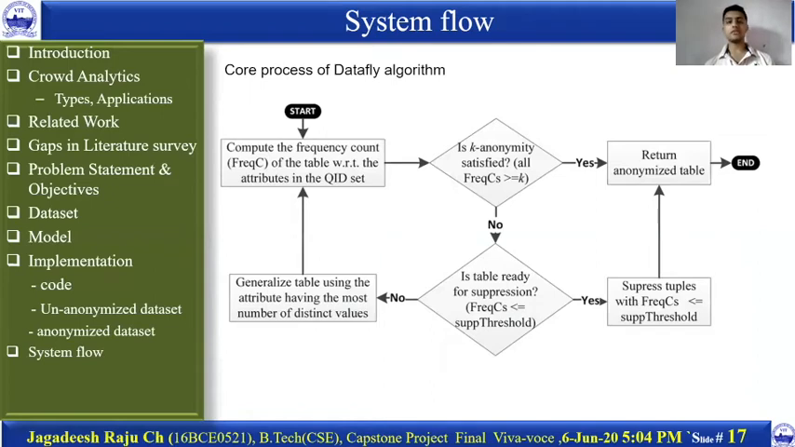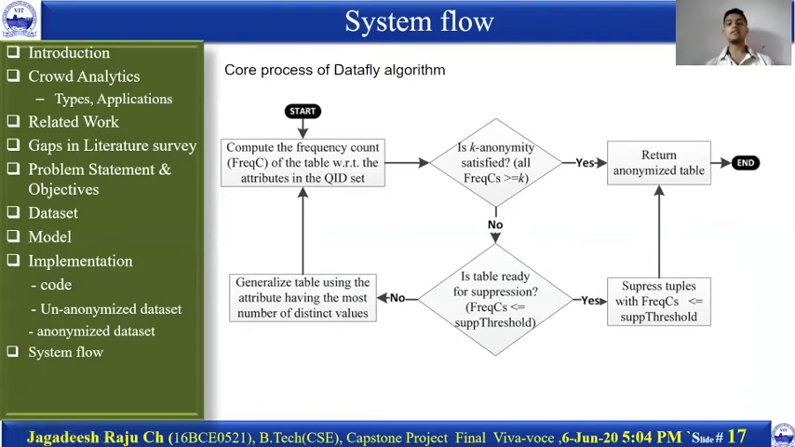System flow, this is the last thing which I'm responsible to complete. This is the core process which constitutes the very heart of the data flow algorithm. We'll start with computing a frequency count of the table with respect to the attributes in the QID set. Now QID set is actually the quasi identifiers. We'll generalize the table using the attribute having the most number of distinct values, and if it's not satisfied, then we'll reiterate in a loop. We'll also check if k anonymity is satisfied or not. Is it up to the mark we wanted?